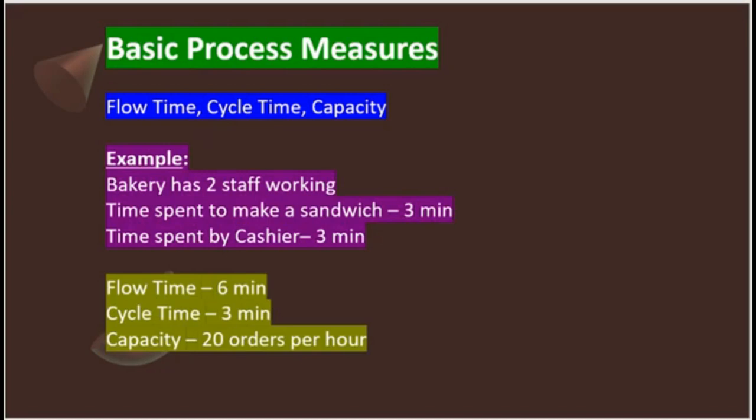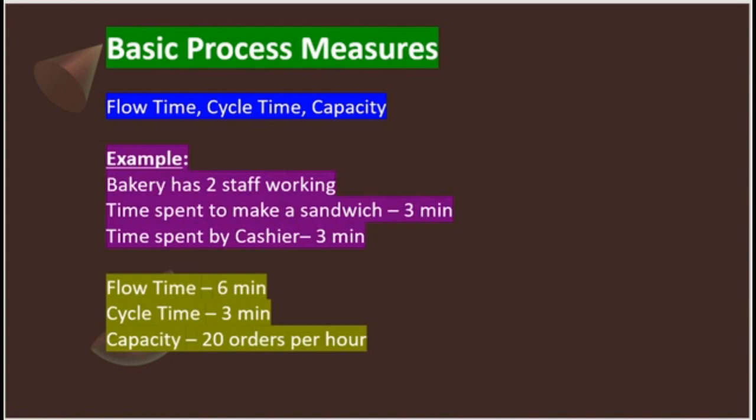So what is flow time? Flow time is nothing but the time taken from initiating the process till the end of the process. Let's take an example of making a sandwich in a bakery. Cycle time is the time between two consecutive deliverables. And capacity is the maximum output when working at full speed.